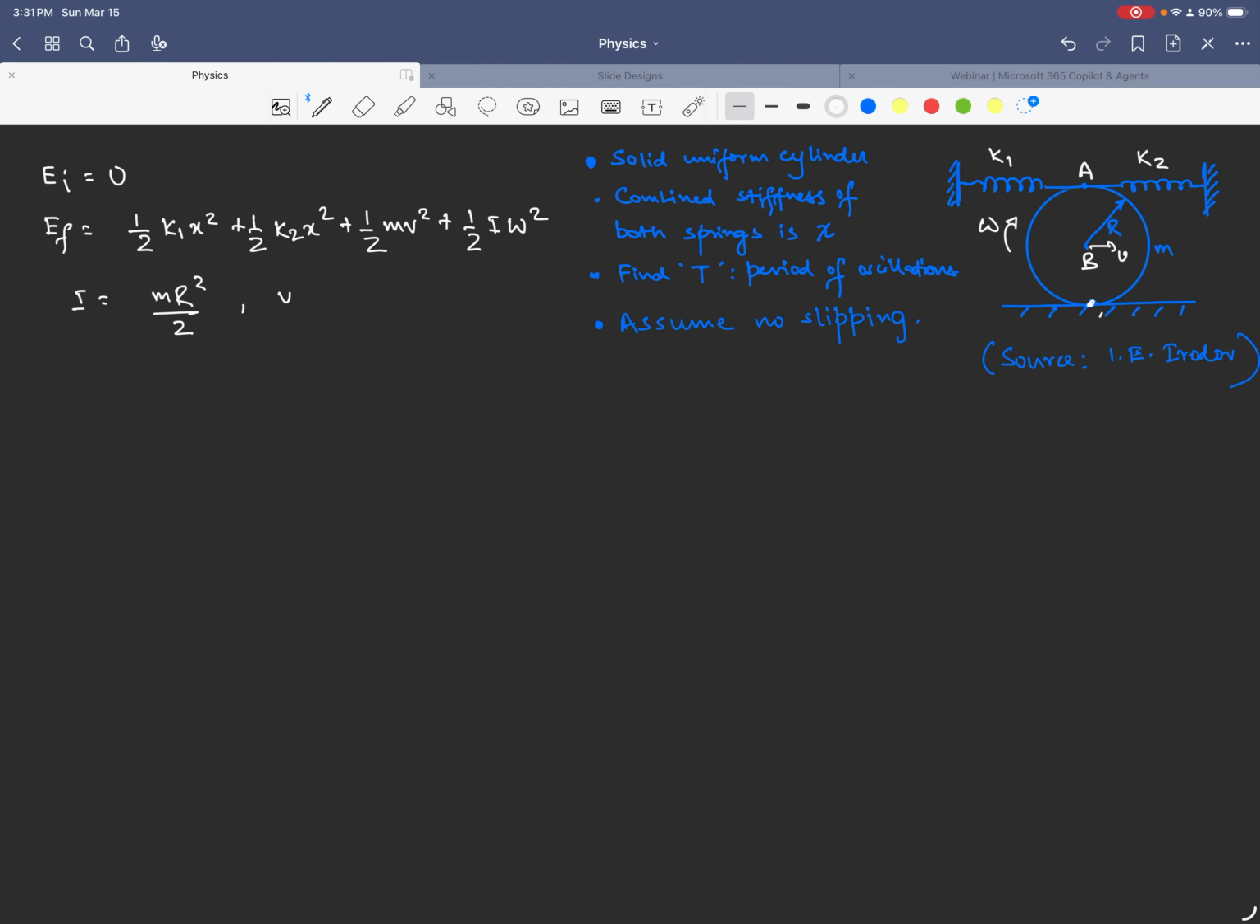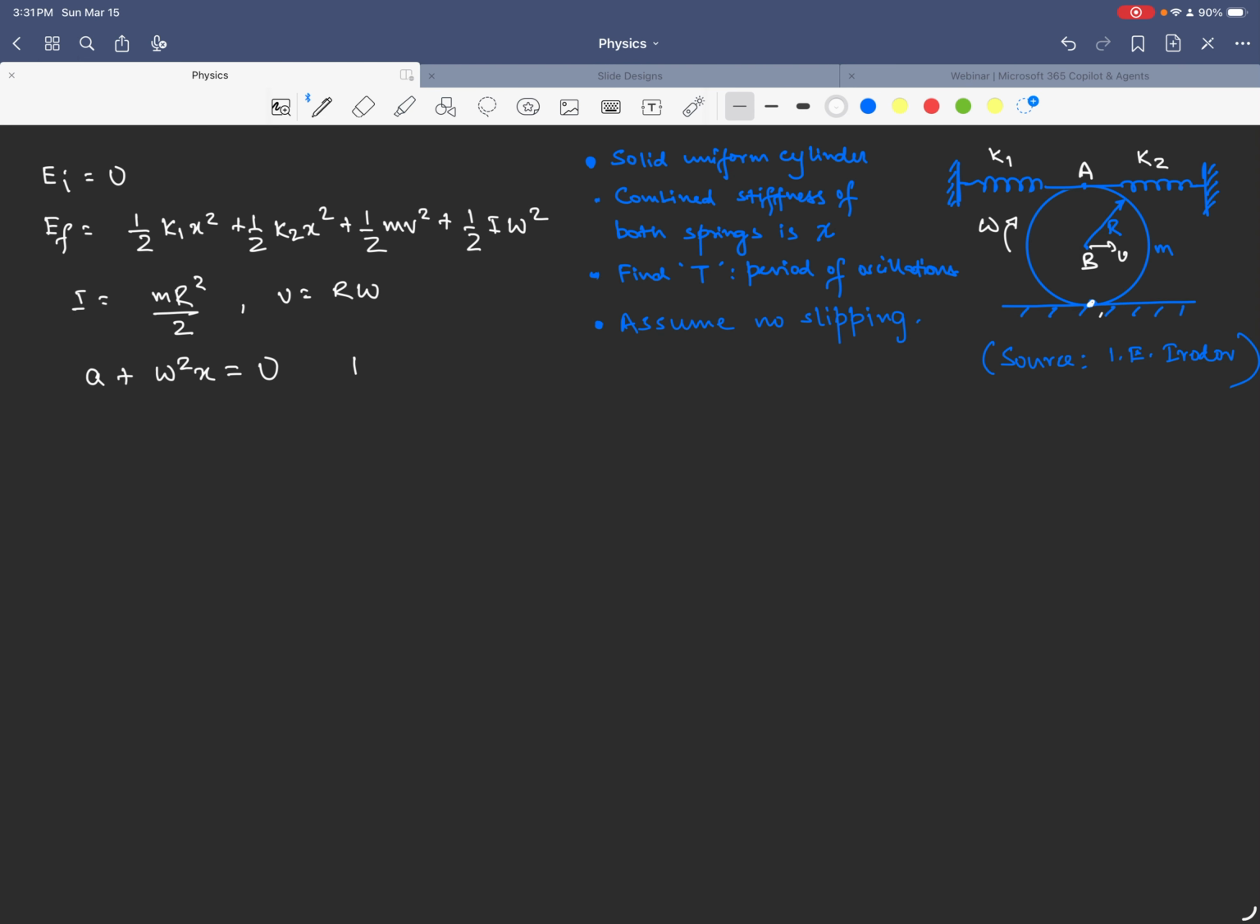We know, as we discussed earlier, that v is equal to r omega, right? We also know that for a simple harmonic motion, acceleration plus omega square x equal to 0. How do we get this equation?